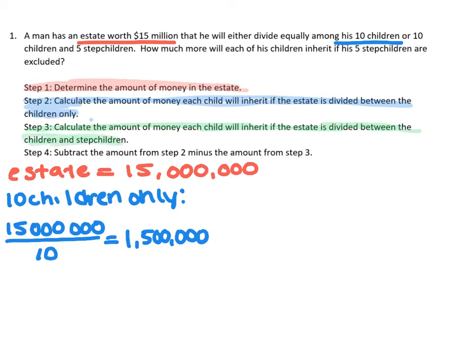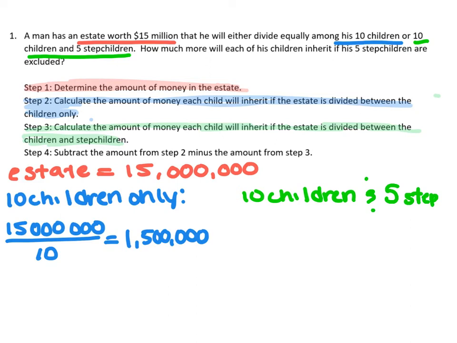The next step says calculate the amount of money each child will inherit if the estate is divided between the children and stepchildren. So if I look back at the original question, it says that there are 10 children and 5 stepchildren. So if I'm dividing between the 10 children and 5 stepchildren, that means I'm going to take that 15 million and divide it by 15 individuals, which will give me $1 million.